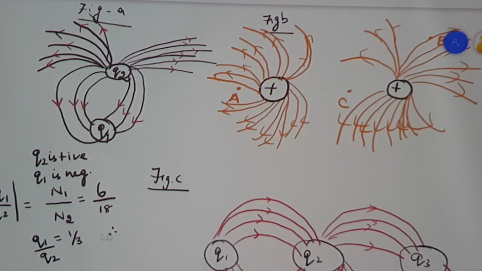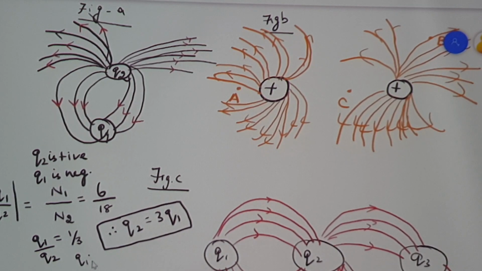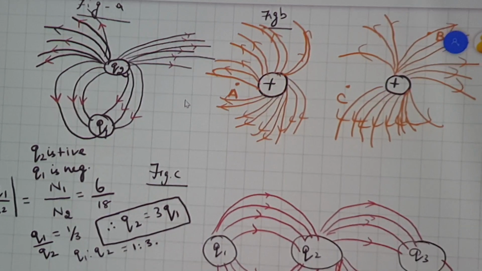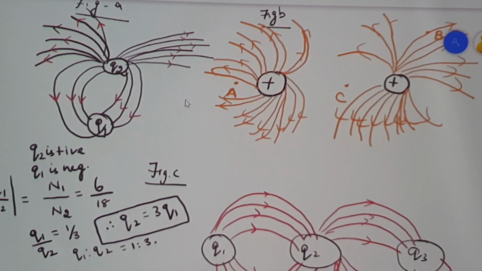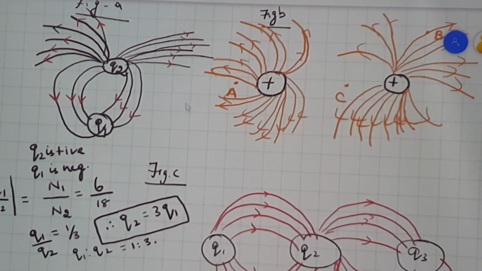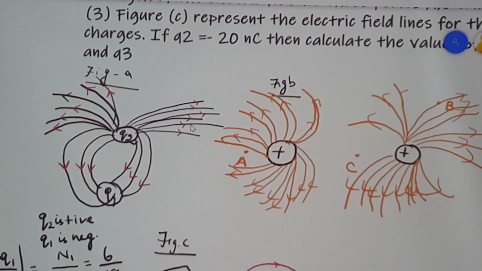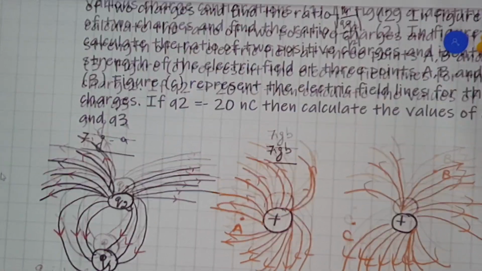Therefore, on cross multiplication, Q2 is equal to 3Q1. So this we are calling the ratio, or you can write Q1 is to Q2 is equal to 1:3. So this we are calling the first problem. What is the second one? You just go through the second.